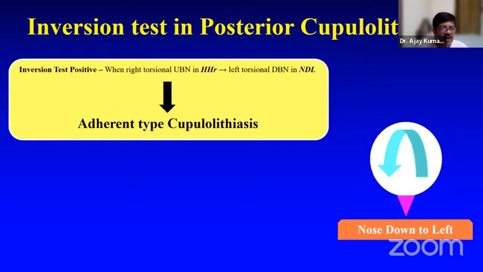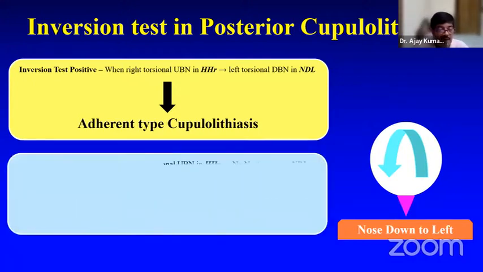When the right torsional upbeating nystagmus in the right half-Hallpike position becomes left torsional and downbeating in the nose down to the left, it is an acid test for adherent type of cupulolithiasis. Why this is important, that we will see in one of the cases.